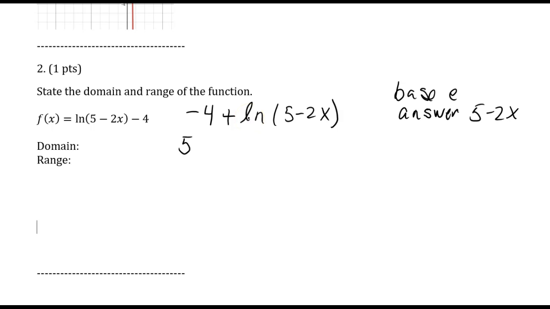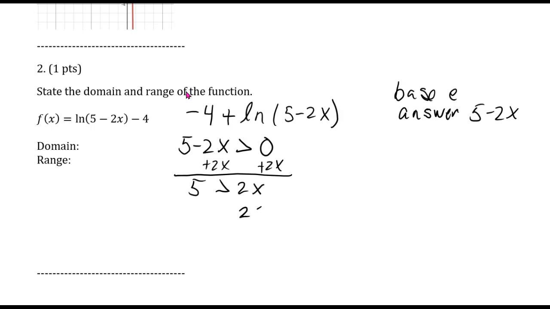The answer part has to be greater than 0, so 5 minus 2x has to be greater than 0, not equal. My bad for saying "or equal." It's such a habit. So we're going to add 2x to both sides, and that brings us to 5 is greater than 2x.